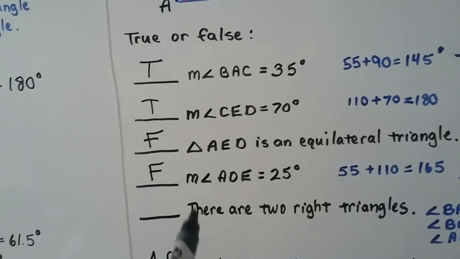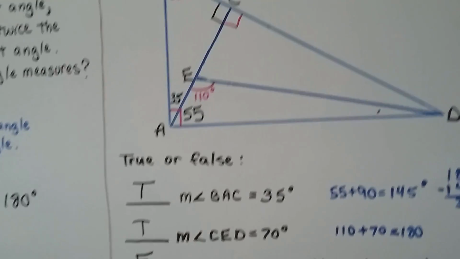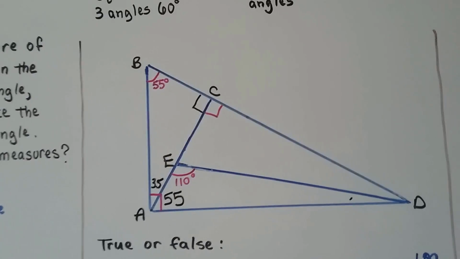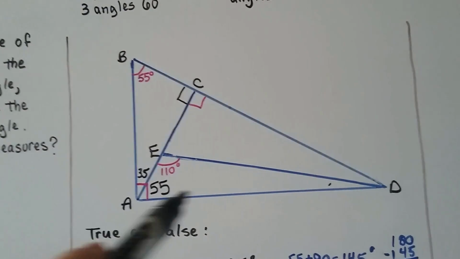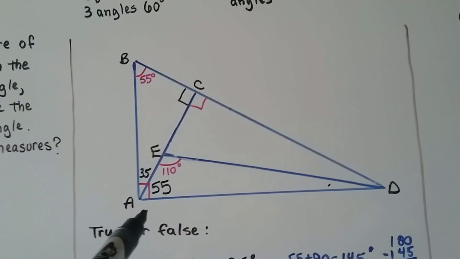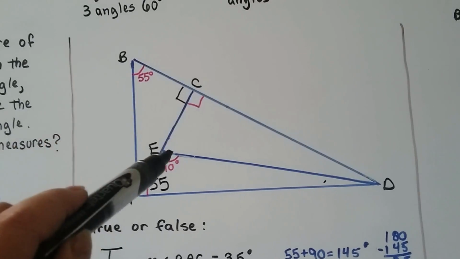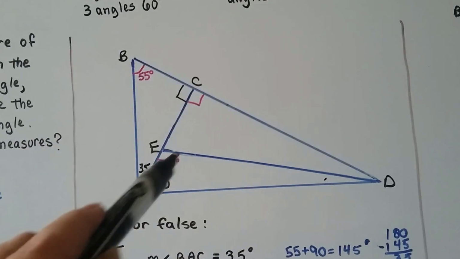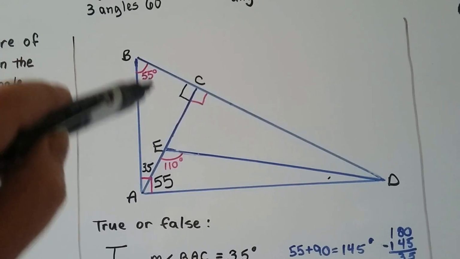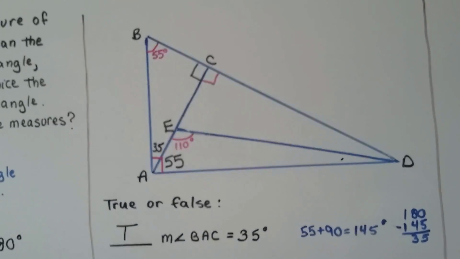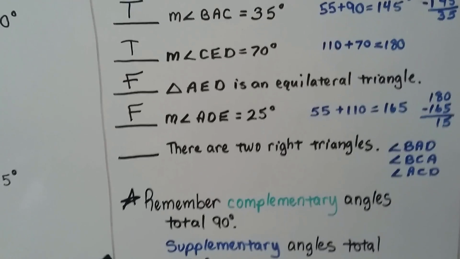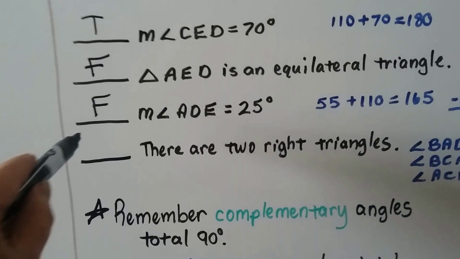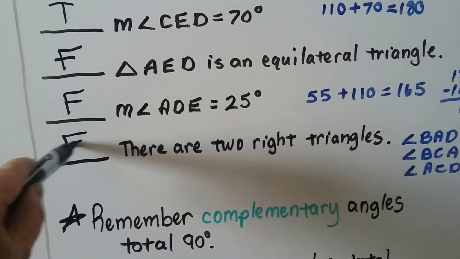And here it says there are two right triangles. Do you see two right triangles? Well, I see the big one, the big huge one, the outer one, that's one. Then I see this one here, that's another right triangle. And then I see this little one here, there's three. So there's three right triangles. So are there two right triangles? No, there's three, so that's false. Okay?